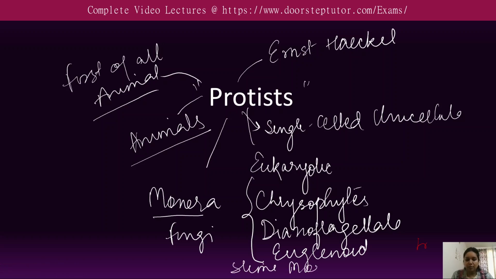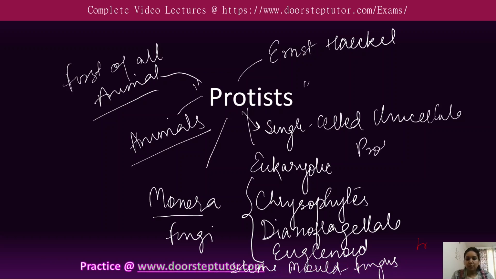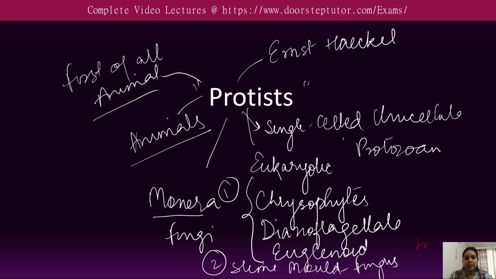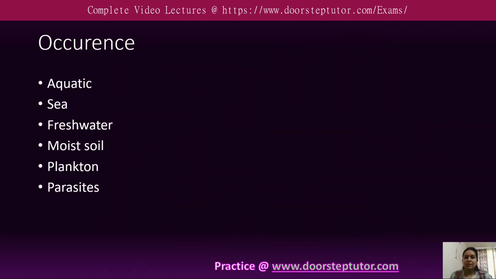The slime molds resemble fungi, meaning they are saprophytic organisms. Next is the protozoan. The protozoan resembles animals. So these are the three different groups of the Protista. The first one is the photosynthetic Protista. The second one is the slime molds, or we can call them decomposer Protista, and the third one is the protozoan Protista.